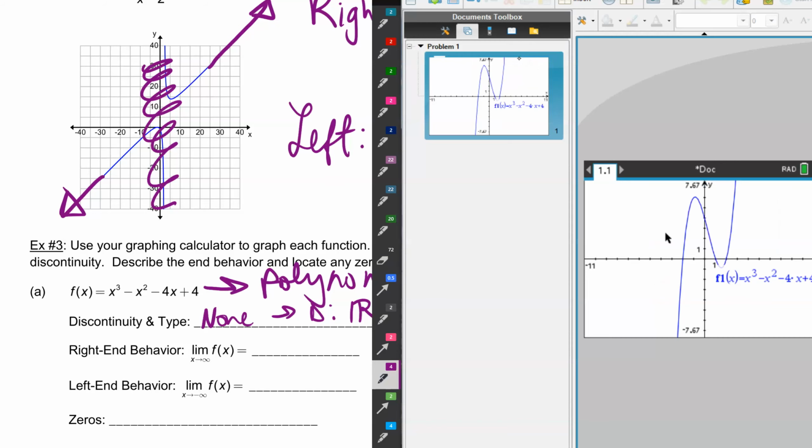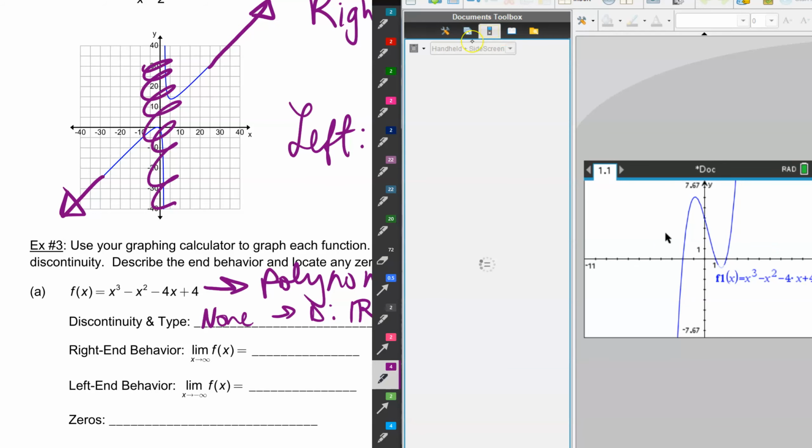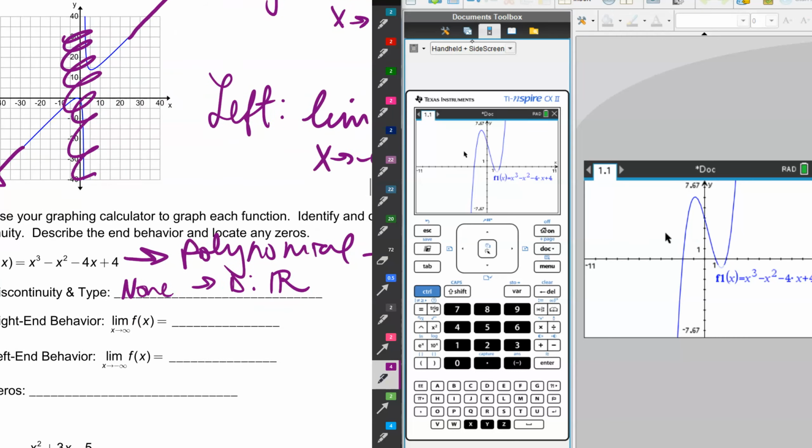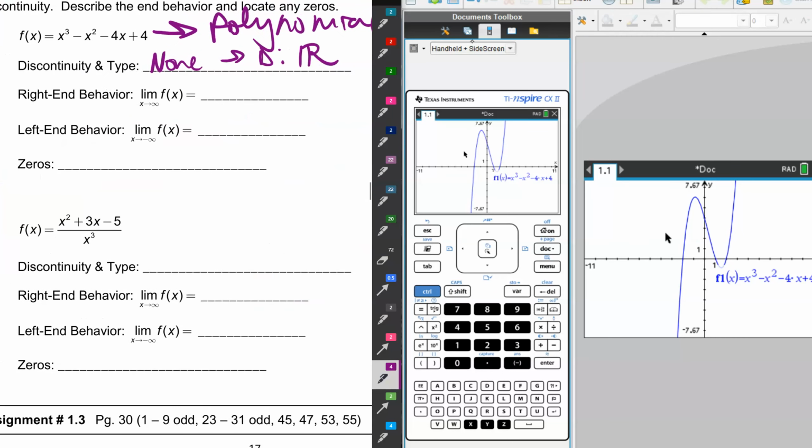Okay. Let me scroll it up. So, the right end behavior. Although there's not technically an arrow right here, you know it's going up, right? You can see it's going up. There's no arrow, but you know it's going up. Right end behavior: as x goes to positive infinity.